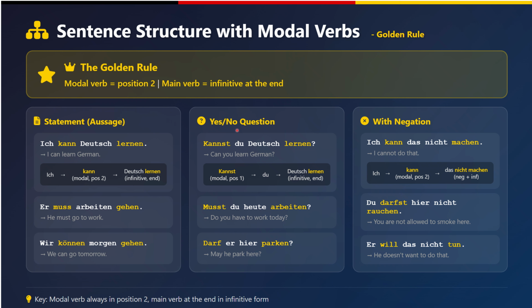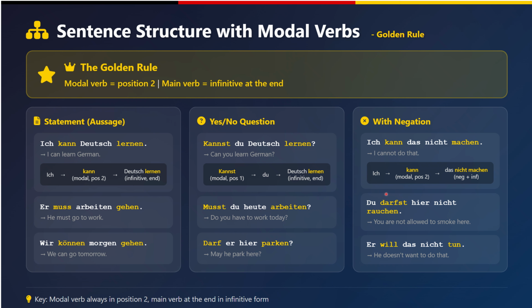For yes-no questions, the modal moves to position 1. Kannst du Deutsch lernen? Or musst du heute arbeiten? Or darf er hier parken? For negation, we put nicht before the main verb or the verb cluster. For example, ich kann das nicht machen. Or du darfst hier nicht rauchen. Or er will das nicht tun.